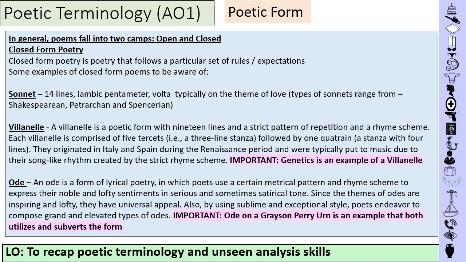A villanelle. Now, a villanelle is a poetic form with 19 lines and a very strict pattern of repetition and a rhyme scheme. Each villanelle has 5 tercets, and a tercet is a 3-line stanza, followed by 1 quatrain, a stanza with 4 lines. They originated from Italy and Spain during the Renaissance period and were typically put to music due to their song-like rhythm created by the strict rhyme scheme. So in the set poems that we study, Genetics is an example of a villanelle. And when you read that poem and when I explain that poem, you'll see why that is very, very rigid in the way that it's set out.